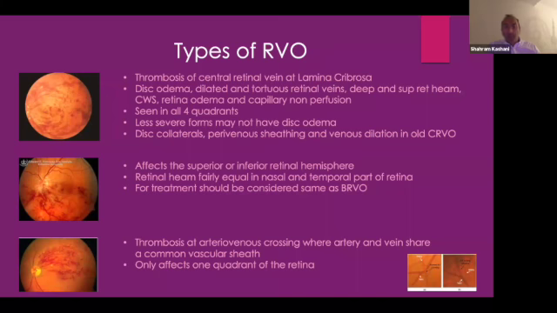In a milder form of retinal vein occlusion, you'll see hemorrhages in all quadrants, but the disc may not be swollen, and the hemorrhages will appear less severe. There might not even be macular edema, so you can have a very mild vein occlusion. And in a more advanced form of vein occlusion, you might be able to see some disc collaterals.